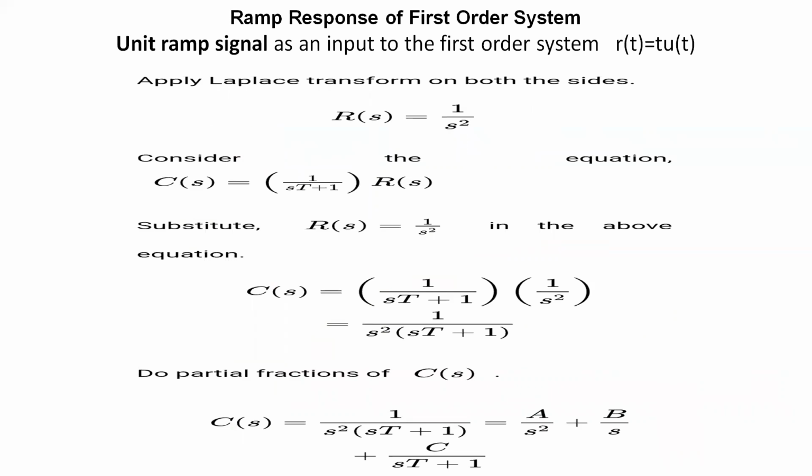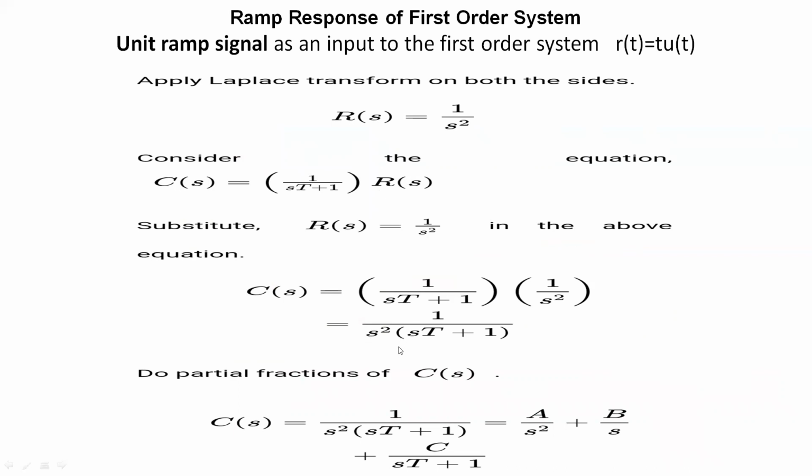Then let's see the ramp response of a first order system, taking the unit ramp signal as input. R of t is equal to t into u of t. This is the unit ramp signal. If we take the Laplace transform, we get R of s is equal to 1 by s square. Now consider the same earlier equation, C of s is equal to 1 by (sT plus 1) with R of s, and substitute R of s is equal to 1 by s square. We get C of s is equal to 1 by (sT plus 1) into 1 by s square, that is equal to 1 by s square into (sT plus 1).